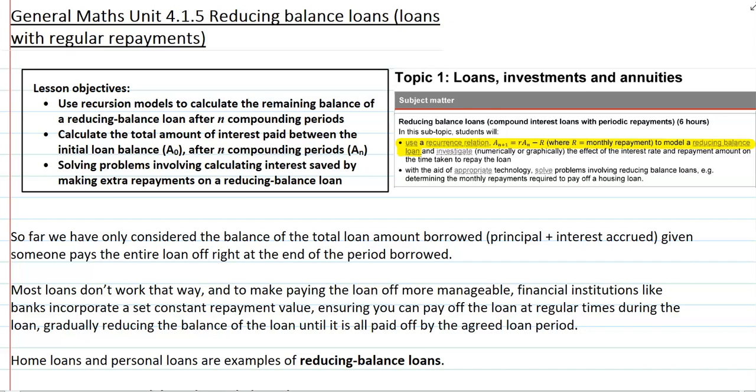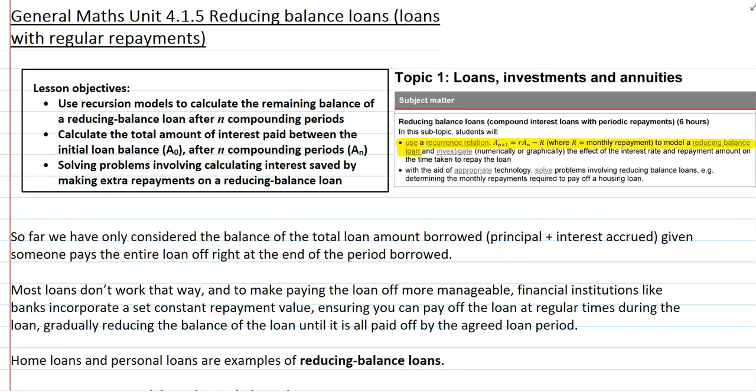This lesson is from Unit 4 of the Queensland Maths syllabus, and we're looking at reducing balance loans today, which essentially are just loans with regular repayments. The lesson objectives are we're going to use recursion models to calculate the remaining balance of a reducing balance loan after n compounding periods. Calculate the total amount of interest paid between the initial loan balance, which was your A0, to the required number of compounding periods, which is AN. Lastly, we're just going to look at a variety of different problems involving calculating interest saved by making extra repayments on a reducing balance loan.